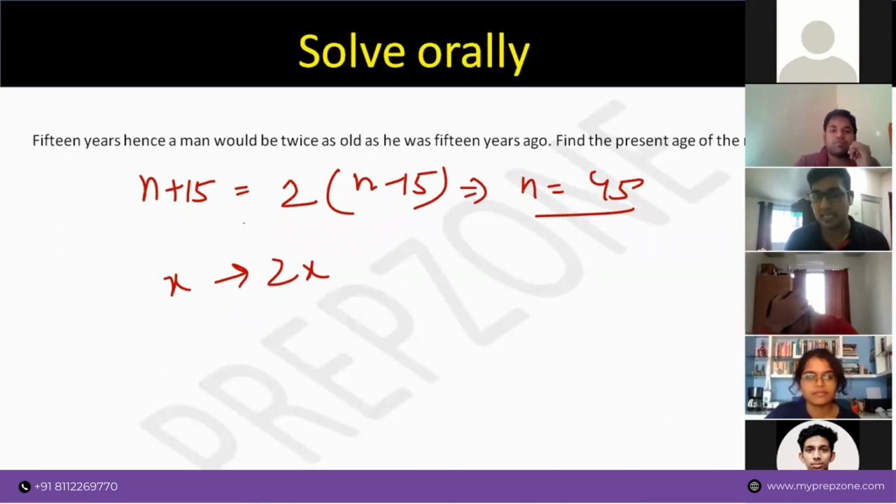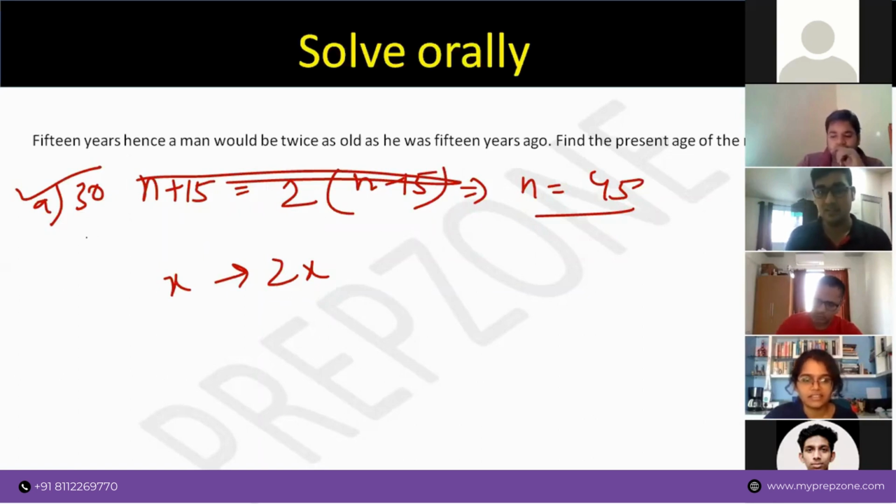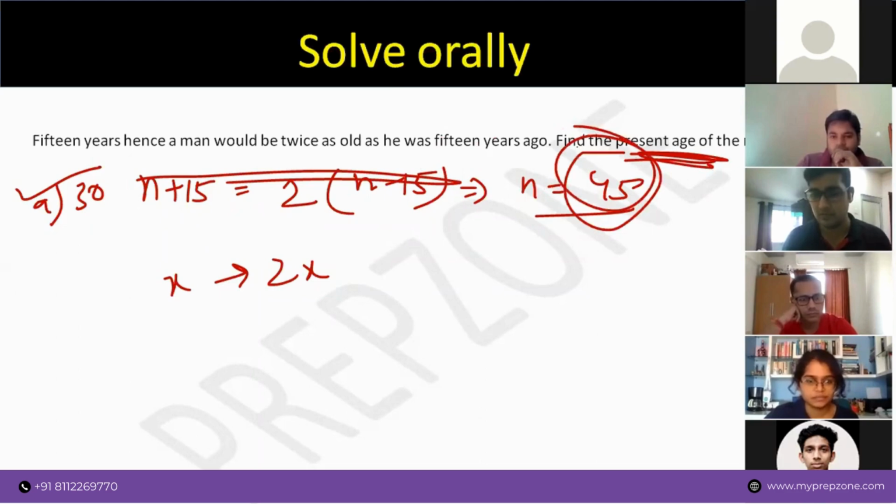So in that case, you wouldn't have to make any equation. You will be able to solve it orally. But there's a high chance that in the options you will have 30 as an option. If you solve it in this manner, you say x equals 30 and then you just mark answer A. This happens with most of the good students as well. So make sure of what is being asked. You have to find out the present age and not the age that was 15 years ago. Clear, the answer is 45, a very simple, straightforward question.